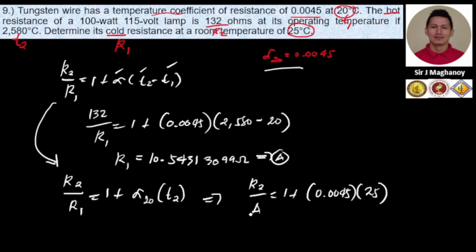So solving for R2, which is now our cold resistance at 25 degrees Celsius, R2 is equal to 11.72923323 ohms. So this is our cold resistance at room temperature, 25 degrees Celsius.